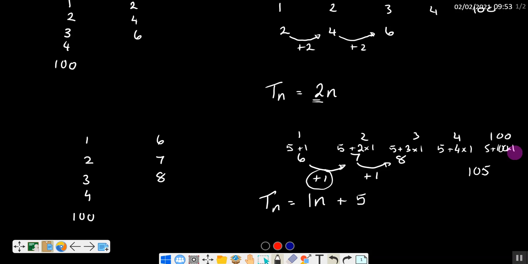105. But do you notice how you all fell into that thing of saying, well, if it's n plus 5, it must go up in 5s? That's a very interesting one.